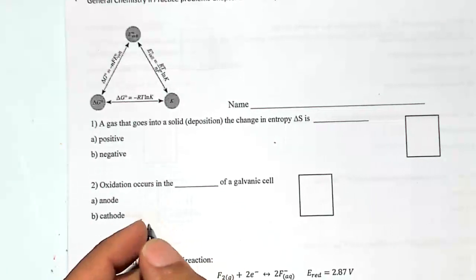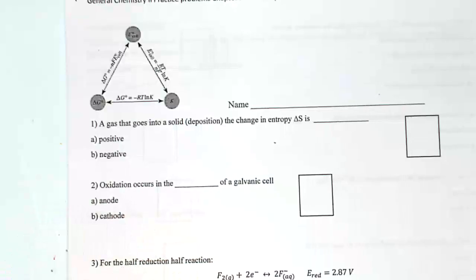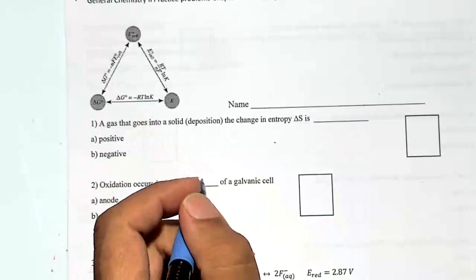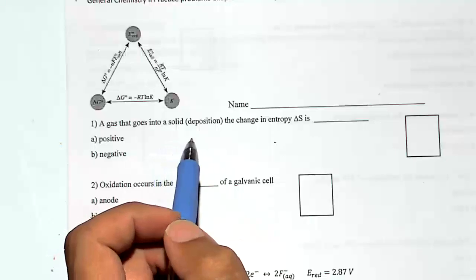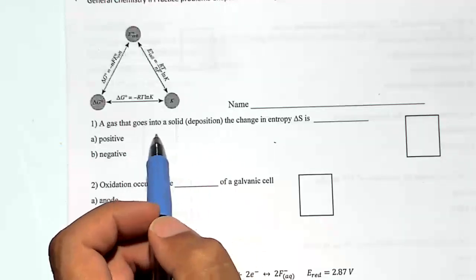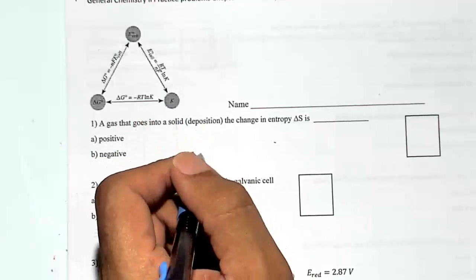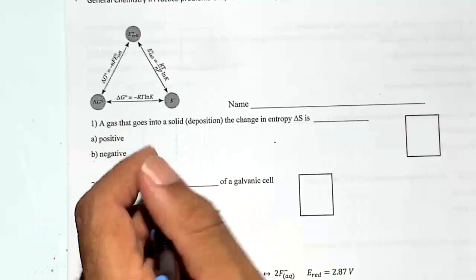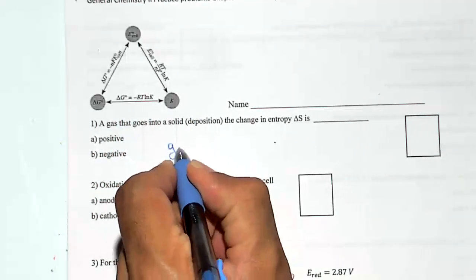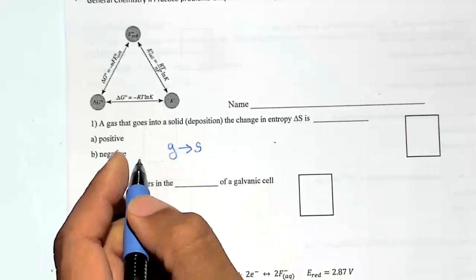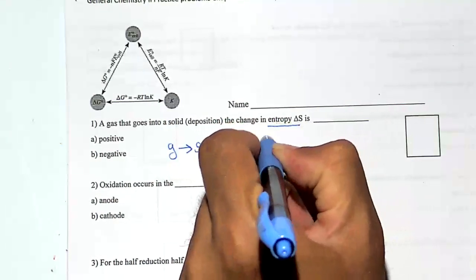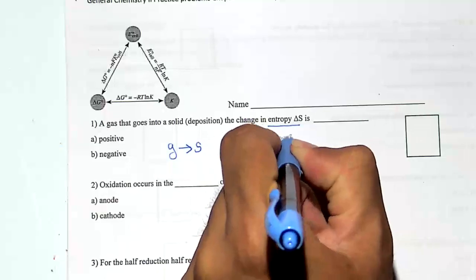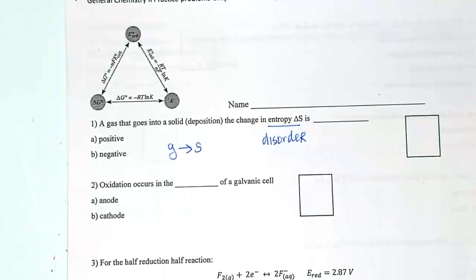Okay, now let's go over some short answer, multiple choice portion of the exam. The question here is asking us, a gas that goes into a solid, the change in entropy is, what do you guys think? We have a gas going into a solid. All right, so entropy is delta S. This is a measure of disorder.